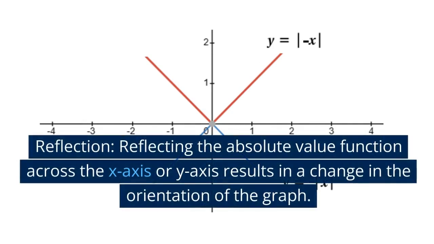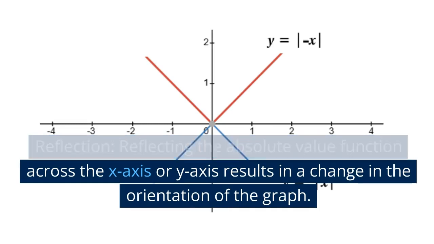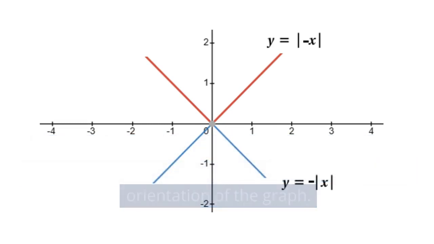Reflection. Reflecting the absolute value function across the x-axis or y-axis results in a change in the orientation of the graph. For example, y equals negative absolute value of x reflects the graph across the x-axis, changing its concavity. Y equals absolute value of negative x reflects the graph across the y-axis, preserving its concavity.